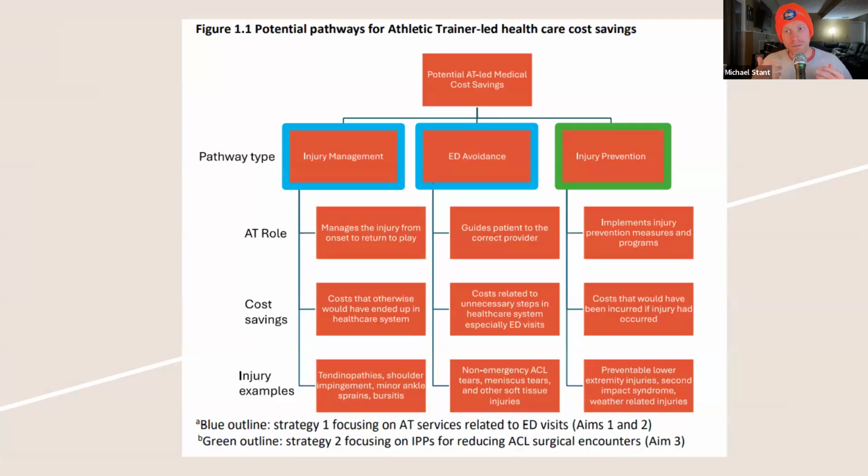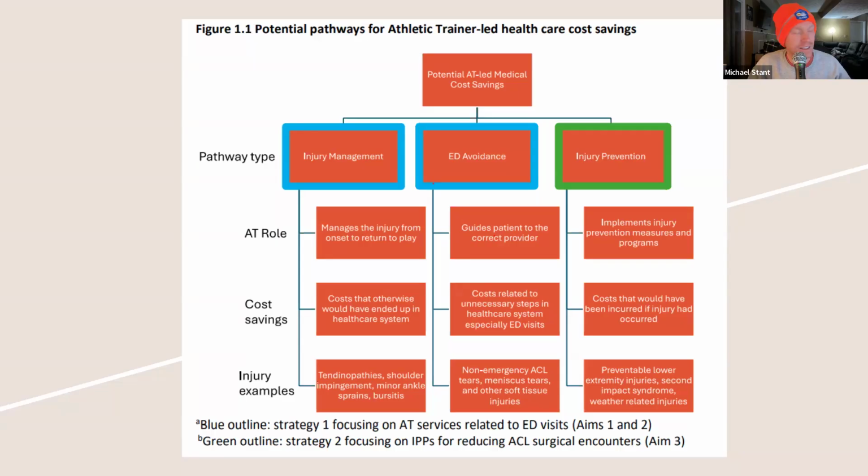So, what are the potential ways that athletic trainers save money? This is a good little chart that's actually out of a dissertation from Peterson. He had a dissertation that I found, and this is where a lot of his research articles are starting to come from. The three main ways athletic trainers have cost savings start with injury management. If we keep everything in house and we manage return to play, they never go into healthcare, so money saved.